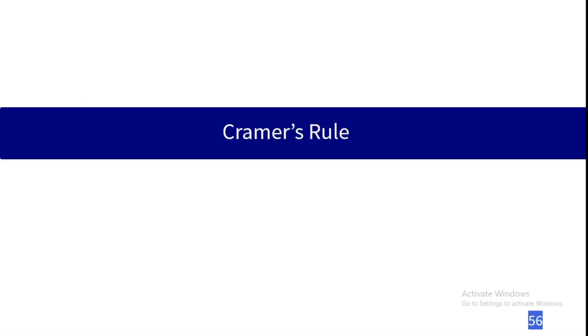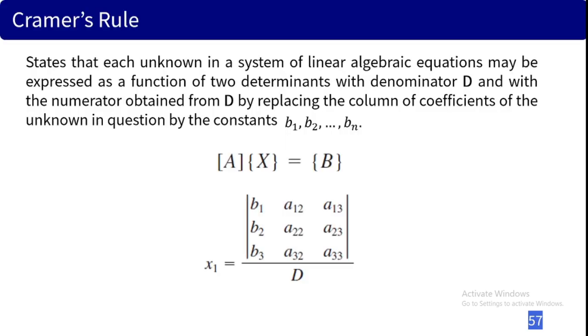Our next topic is Cramer's rule. Cramer's rule states that each unknown in a system of linear algebraic equations may be expressed as a fraction of two determinants, with the denominator D. So what is this denominator D? D is the determinant of the matrix A, and the numerator is obtained from D by replacing the column of coefficients of the unknown in question by the constants b1, b2, up to bn.